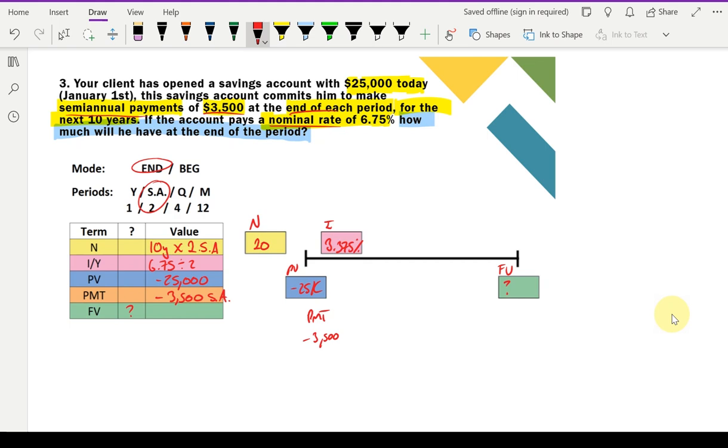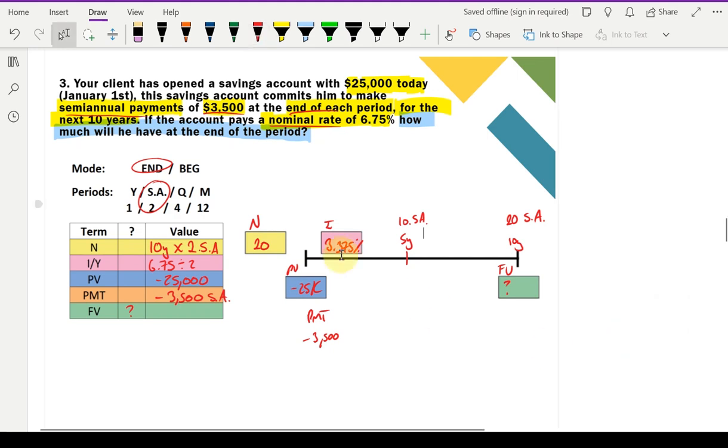So here we have 5 years, 10 years, but this can also be, for example, 20 semi-annual periods, and 10 semi-annual periods. Remember, every 1 year has 2 semi-annual periods. Semi-annual means twice a year.